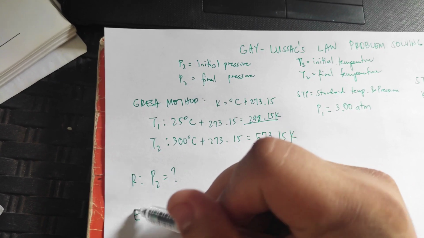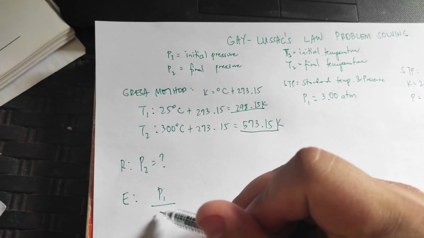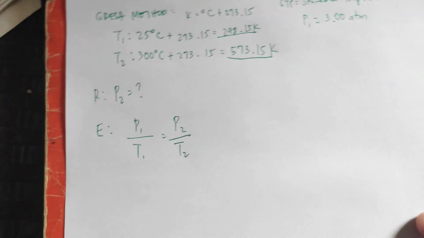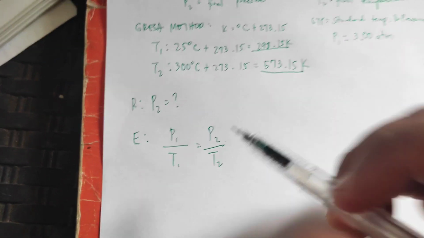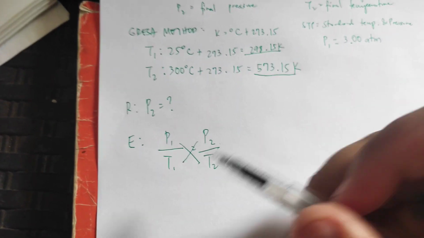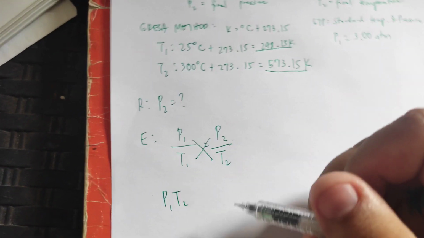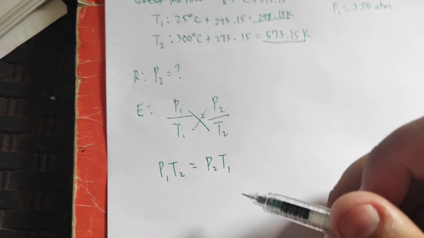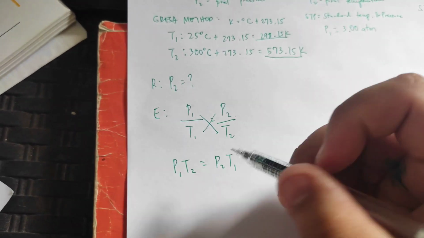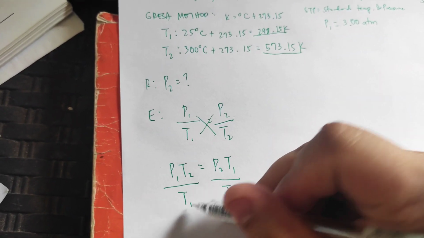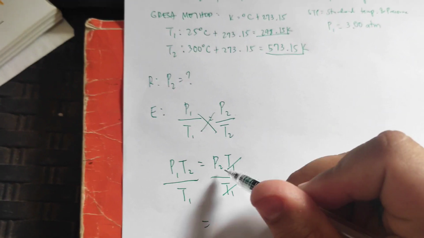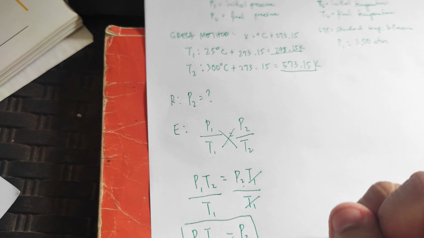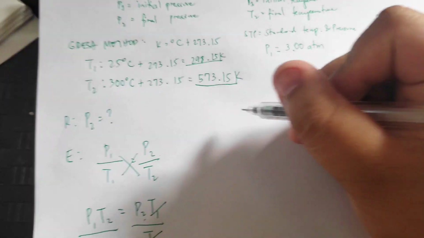We have the equation P1 divided by T1 equals P2 divided by T2. To find our final pressure, we're going to apply cross multiplication. So we have P1 times T2 equals P2 times T1. To get P2, let us divide both sides by the initial temperature T1, which cancels, leaving just P2. So we have P2 equals P1 T2 divided by T1. This would be our formula. Now let's proceed to the solution.